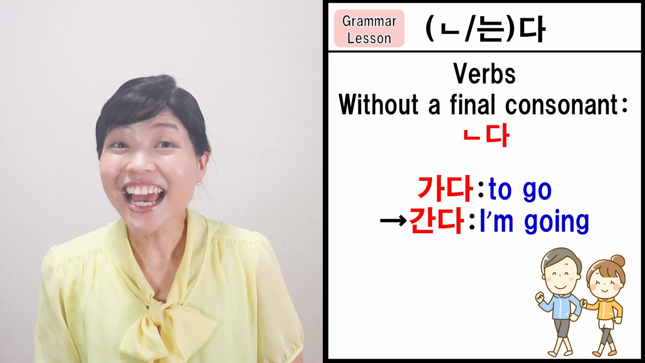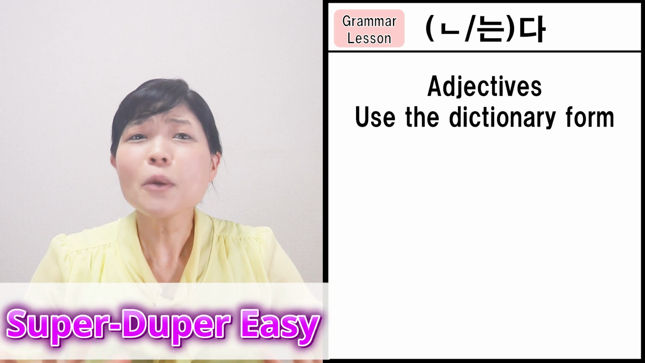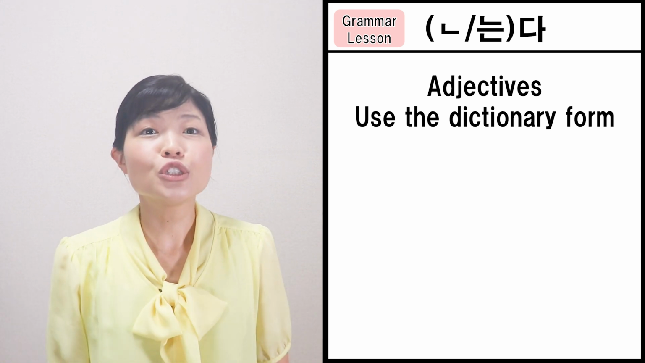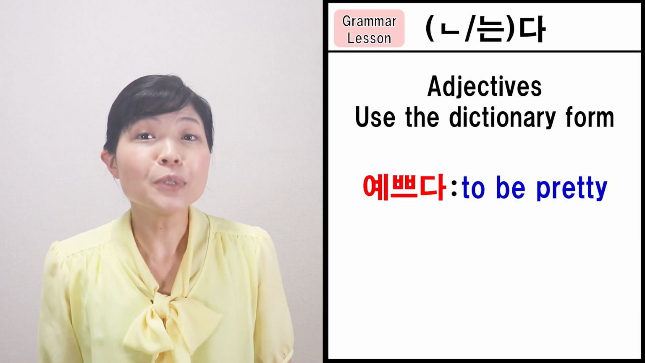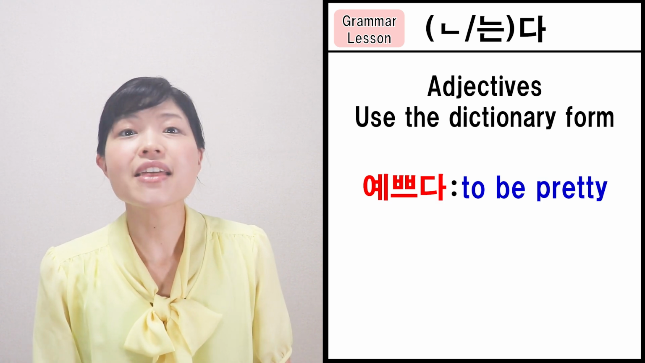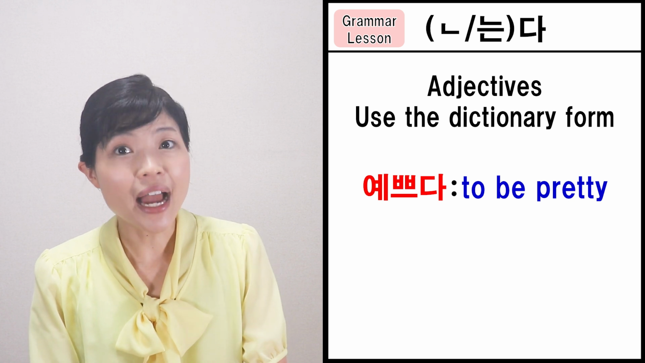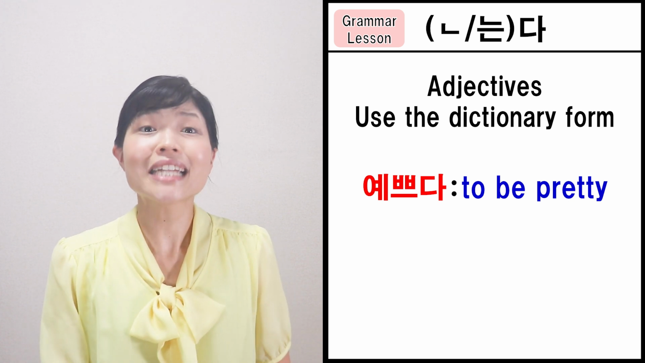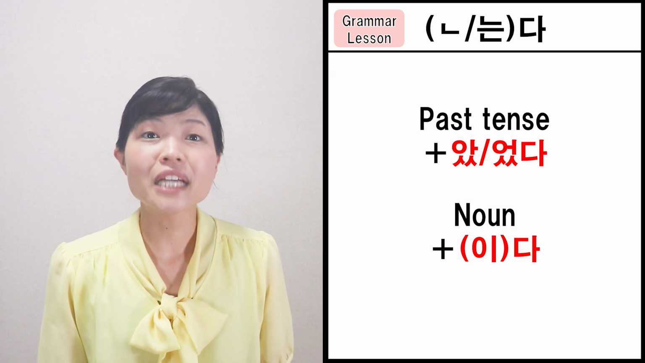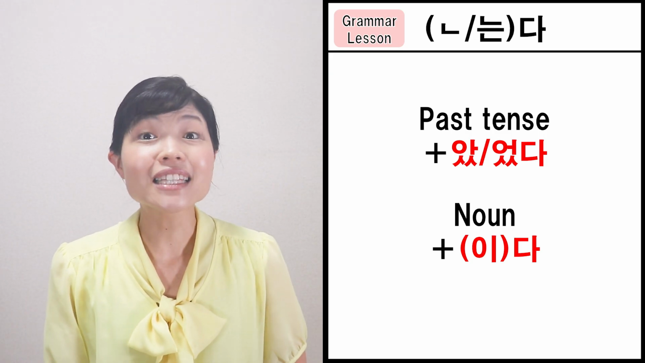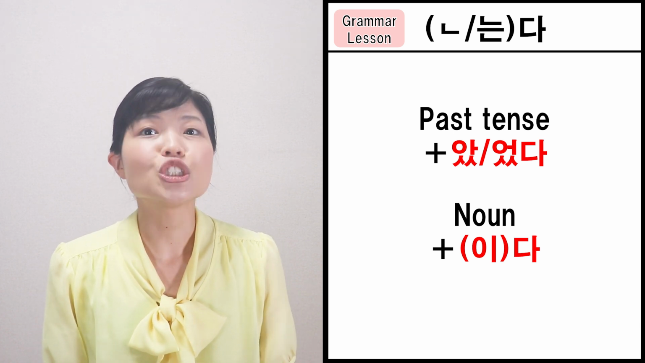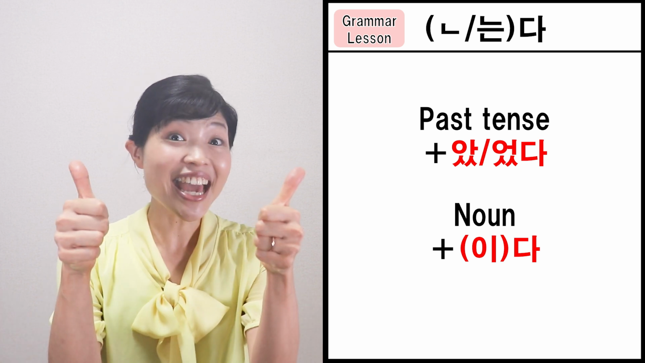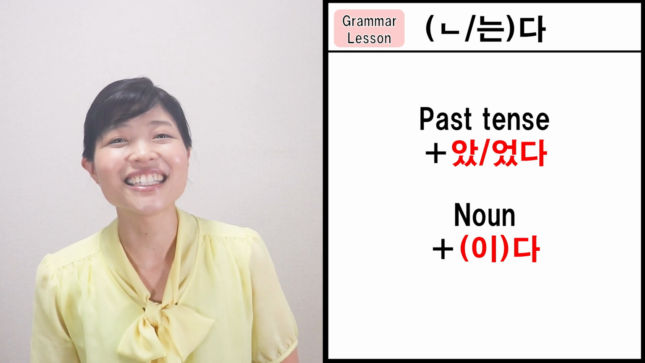Do you get it? For adjectives, it's super duper easy because you just have to use the dictionary form. For example, 예쁘다 is to be pretty in its dictionary form, right? So you just use it as it is. Ta-da! When you want to express the past tense, you use 었다. When you use a phrase as a noun, you will attach 이다 to a noun. Okay, now let's read some sentences.